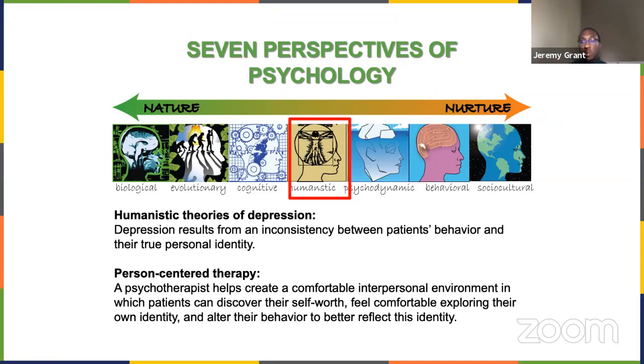Next is the humanistic approach to psychotherapy, which we described in earlier chapters, which is centered around the belief that depression and other forms of psychological disorders result from an inconsistency between a patient's behavior and their true personal identity. And so the psychotherapist in this situation helps create a comfortable interpersonal environment that's less focused on changing negative thoughts and more focused on affirming the client and helping them feel comfortable in exploring their own goals and identities.